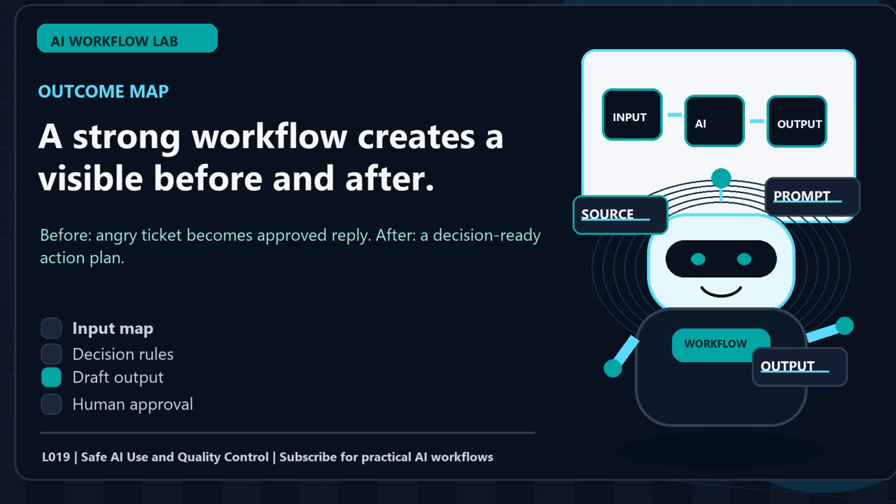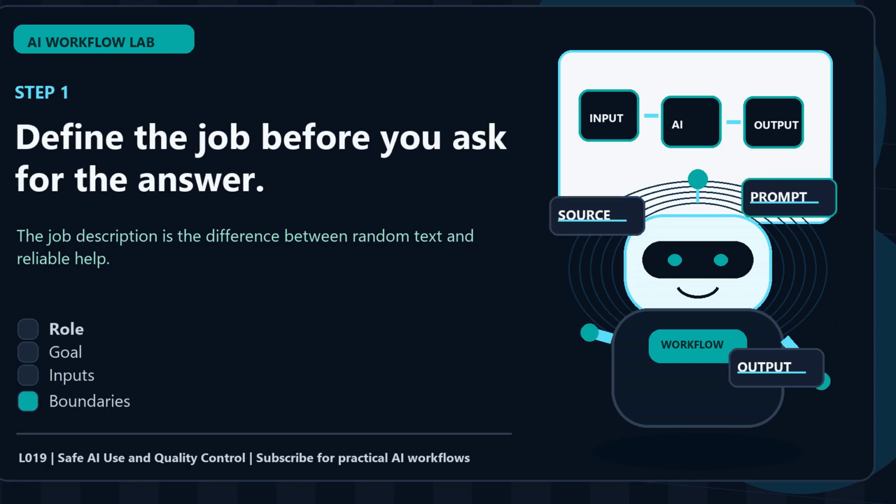For this workflow, the output must be usable in the real world. That means it should be specific, it should be short enough to act on, and it should include warnings when the AI is uncertain. We are not trying to make the assistant sound impressive. We are trying to make the next move obvious.